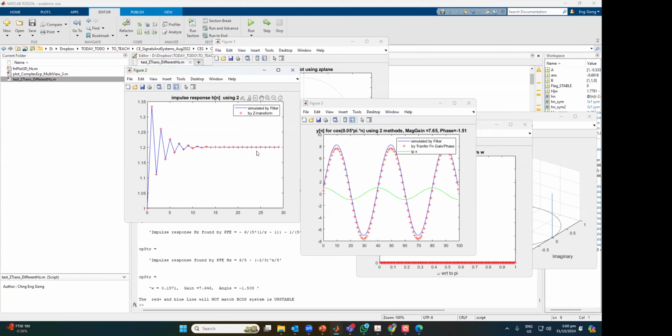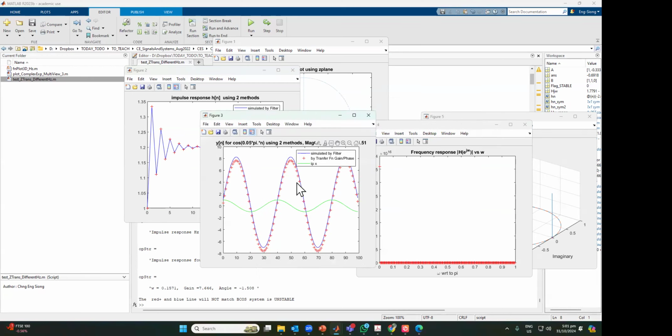And now when I try to use the frequency response, H(z) equals H(e^jω), it doesn't agree. Because the theory already tells us if the filter is not stable, then H(e^jω) is wrong. We can't really use it, but it's still very close.